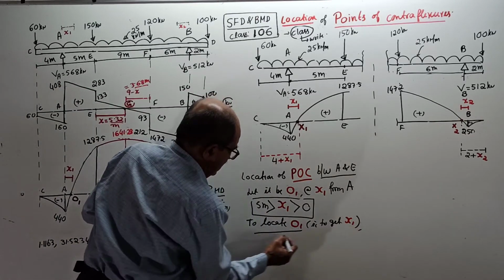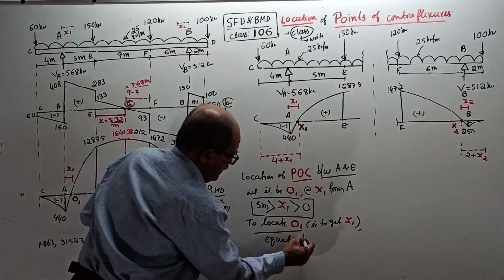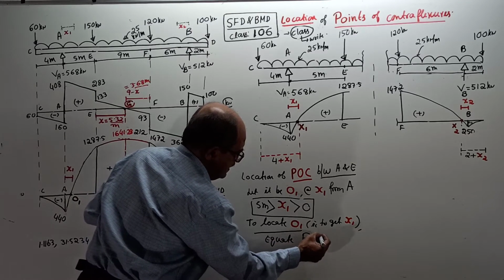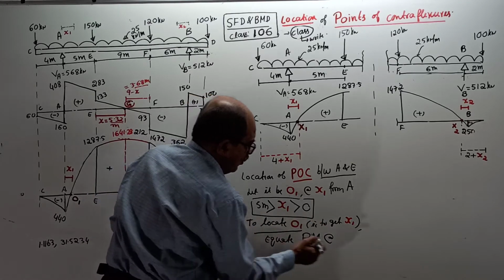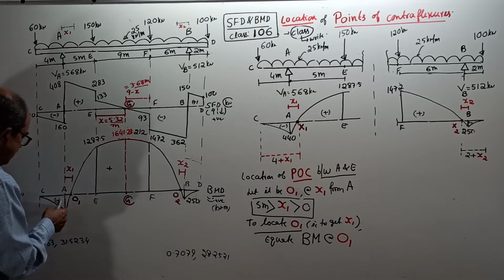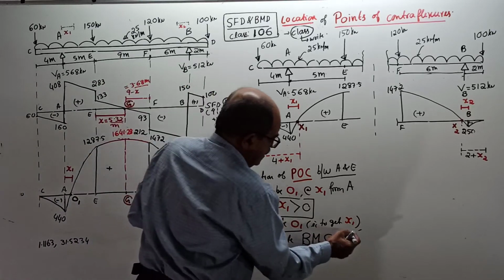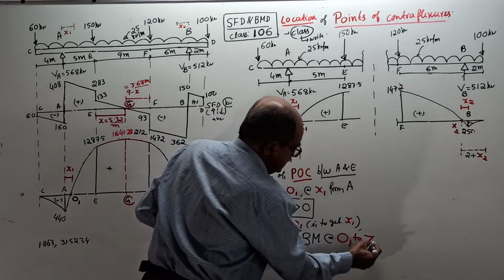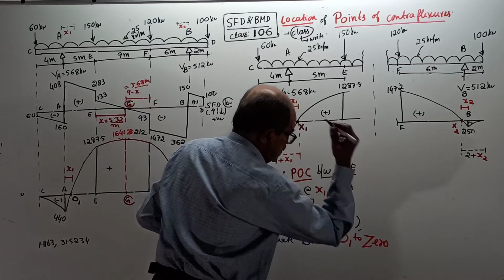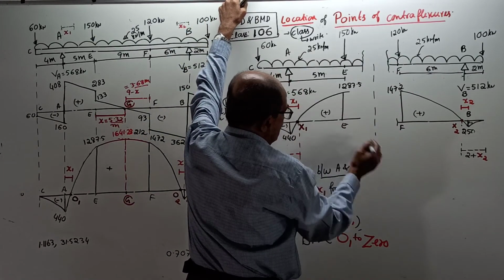What you have to do is equate bending moment at the point O1. See, at this point here BMD crosses the baseline. You know BM is 0 here. At O1, equate it to 0.